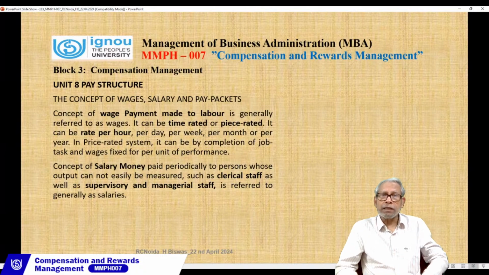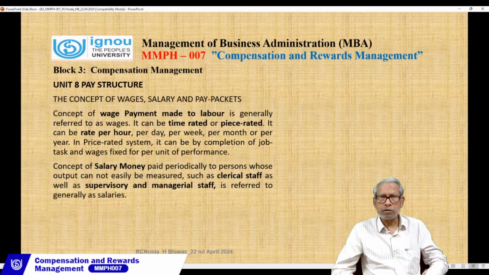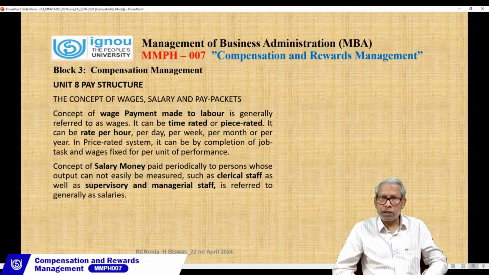But in the case of clerical staff it is very difficult. Even in supervisory and managerial staff, sometimes you don't know. Maybe one day he is working at full steam, and the other day maybe he has not, or maybe he has not given that much effort. So there are variations, and exact, clear-cut assessment is very difficult.